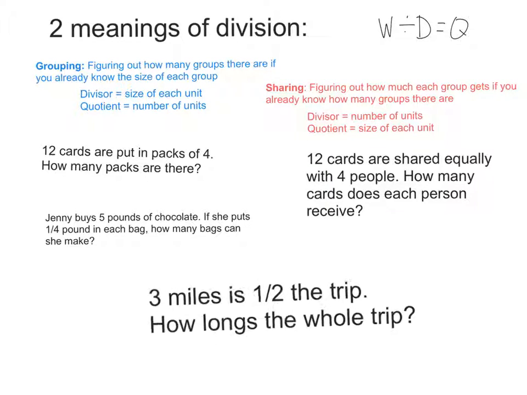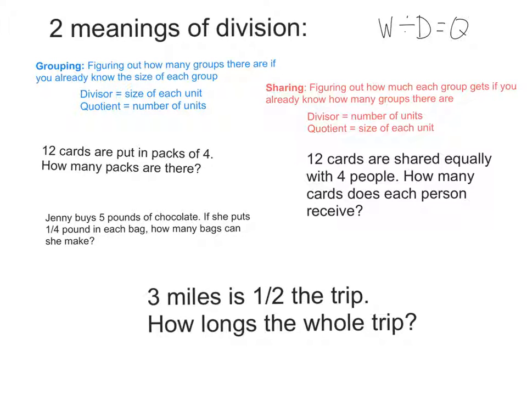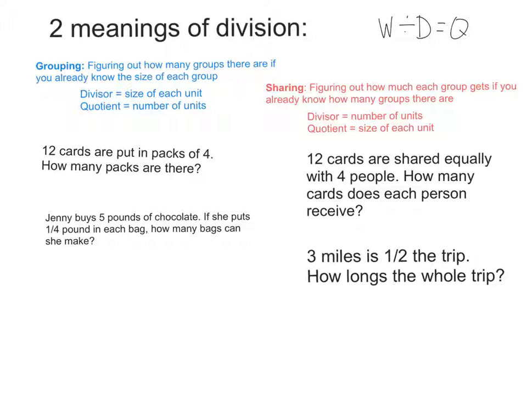Okay, here's another one. 3 miles is half of the trip. How long is the whole trip? Well, do we already know how many groups there are? If 3 is half of a trip, how many groups are there? 2. So if we already know how many groups there are, is this grouping or sharing? Sharing. Very good. Okay, so it's very important to know that there are 2 different ways to think of division.